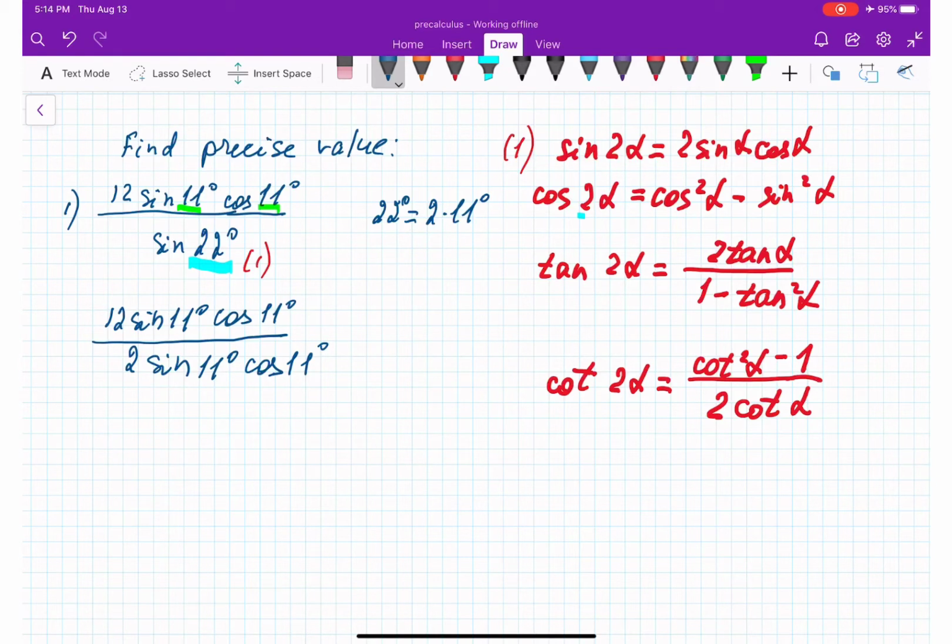Okay, so what do we have from here? Sine 11 degrees is canceling with sine 11 degrees, cosine 11 degrees canceling with cosine 11 degrees, and 2 will be canceled with 12, here will be 6, and our answer is going to be equal to 6. So the answer is 6.